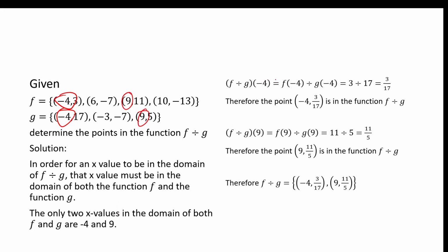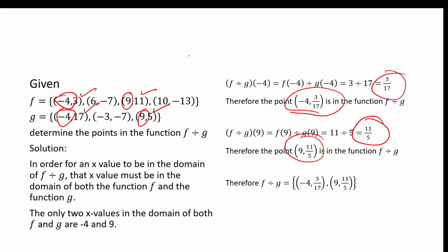Now, f divided by g of -4 will equal f of -4 divided by g of -4. So that'll be 3 divided by 17, so it'll be 3 over 17. So the point -4 comma 3 over 17 will be in the function f divided by g. And finally, f divided by g of 9 will equal f of 9 divided by g of 9, which is 11 divided by 5, which is 11 over 5. And so these two points will be in the function f divided by g.